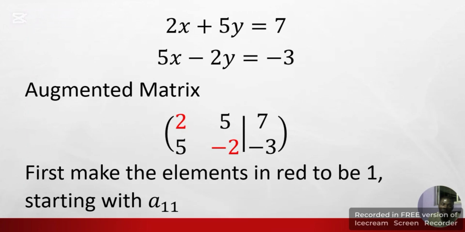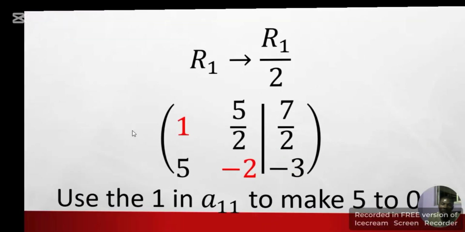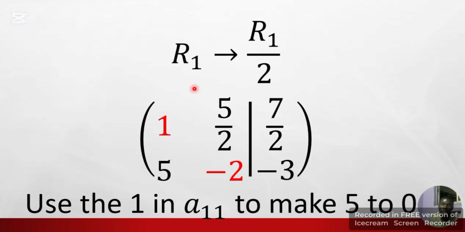Okay, doing that, if I divide this by 2, I get 1. Divide this by 2, I get 5 over 2. Divide this by 2, I get 7 over 2. Then we'll proceed again, and we have used the 1 in a11 to make 5 equal to 0. So now let's go further to see what we're going to do.